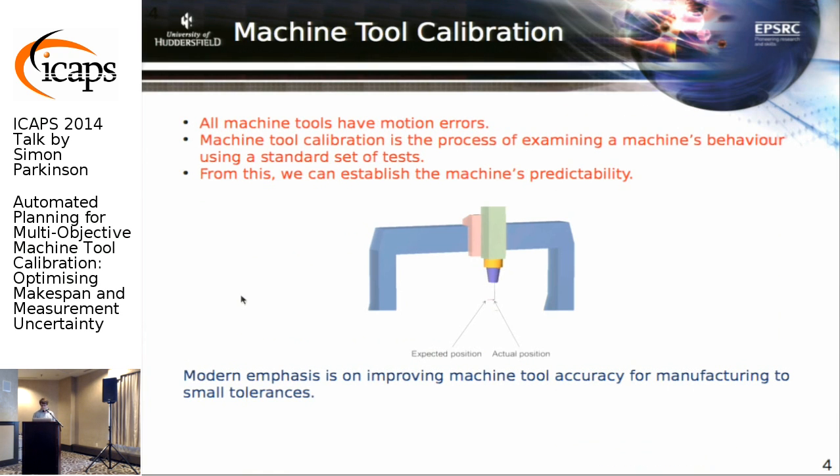All machines have errors. As they move, they have geometric errors, thermal errors, and dynamic errors, and this results in deviation from the expected position to the actual position. To understand this deviation, we perform something called calibration or error mapping, where we analyse the machine's behaviour using a set of predetermined tests. Then we can do things like compensation or use other mechanical corrective devices to fix the machines.